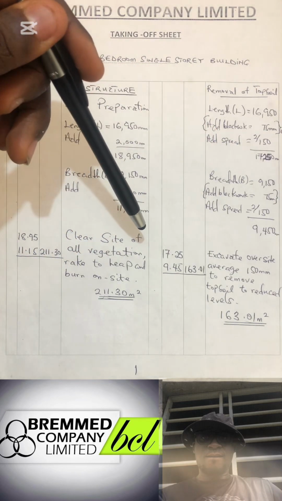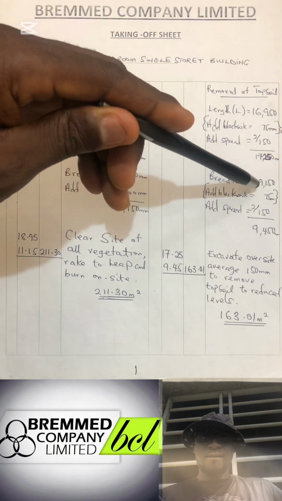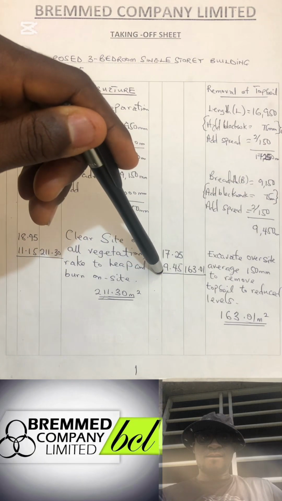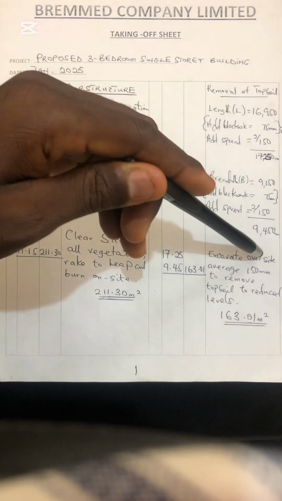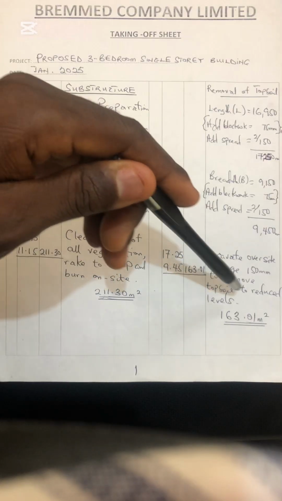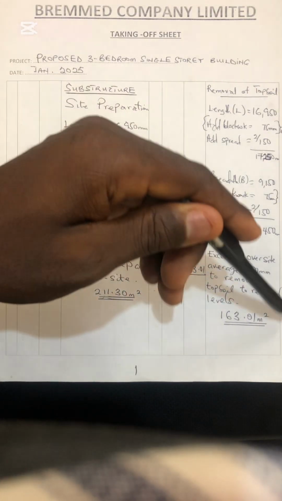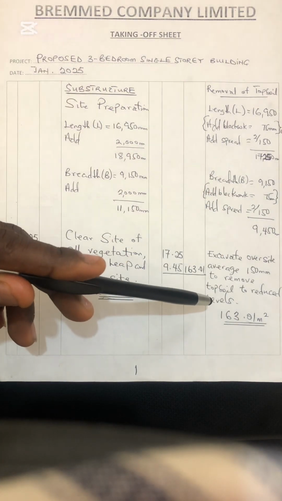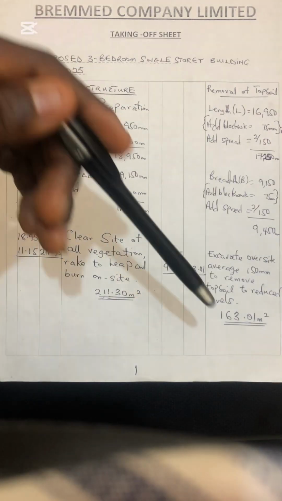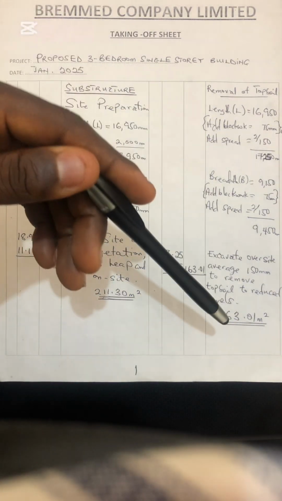Okay, so now we are coming to the calculation for the excavation of the topsoil. We have 17.25 and we have 9.45. We multiply to get the area. We have 163.01 meter square. So our description goes as: excavate oversite, average 150 mm to remove topsoil to reduce the levels.